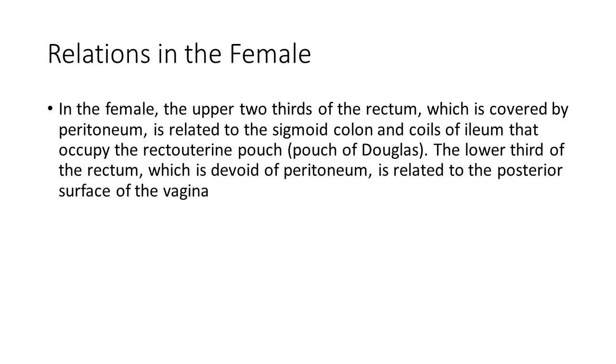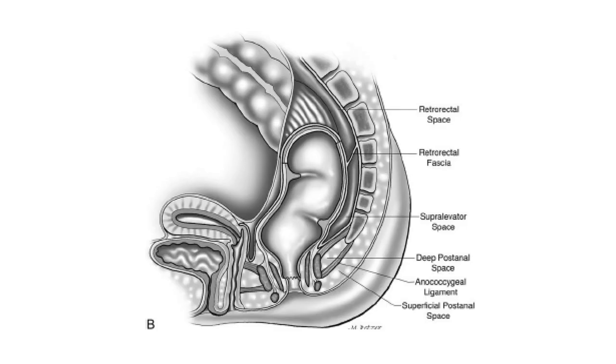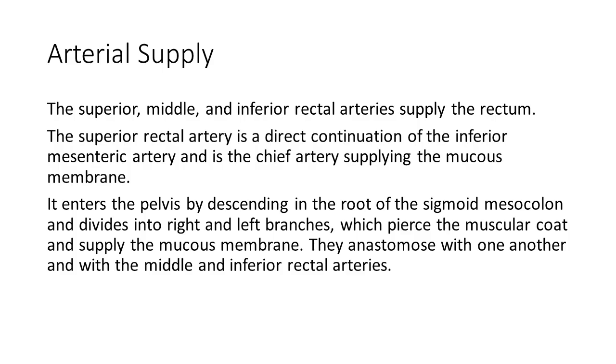Hello everyone. This session will be about the anatomy of the rectum and anal canal, as a continuation of the anatomy of the large intestine. The rectum is about 5 inches, 13 centimeters long, and begins in front of the third sacral vertebra. This is a very important position at the third sacral vertebra.